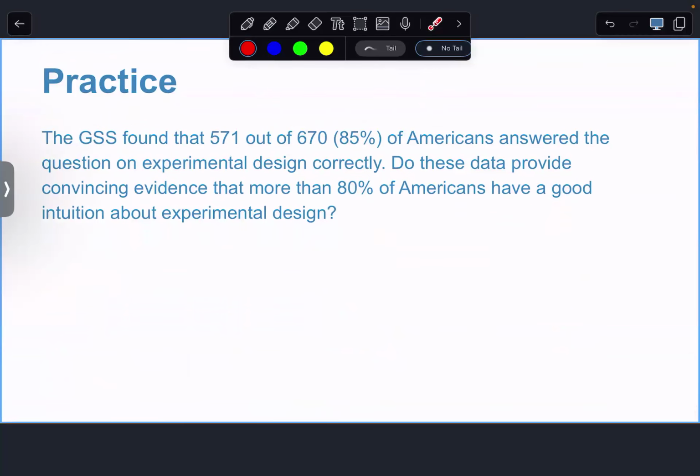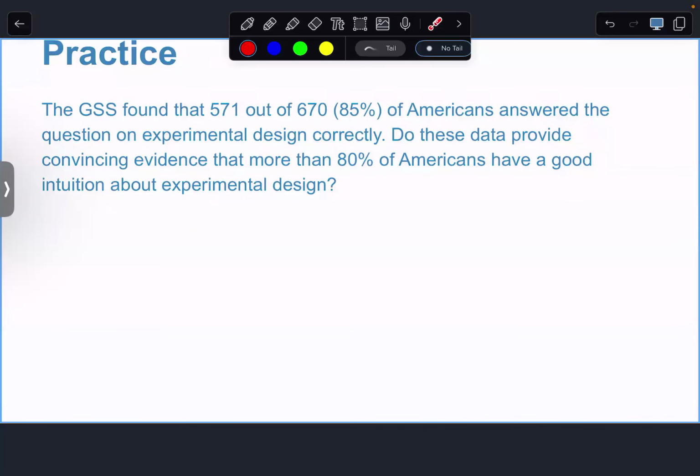How about a hypothesis testing example? The GSS found that 571 out of 670, so 85% of Americans answered the question on experimental design correctly. That's the exact same blurb as before, right? So we can use the same blurb. And in the past, I was really kind of grilling my students, I guess, because I would always make them do a confidence interval and a hypothesis test for every single question. Now I am more relaxed.